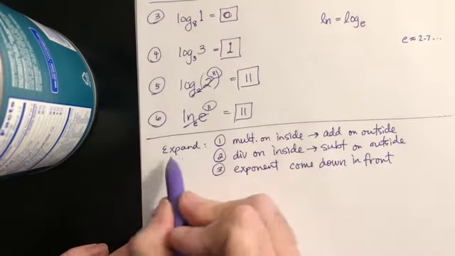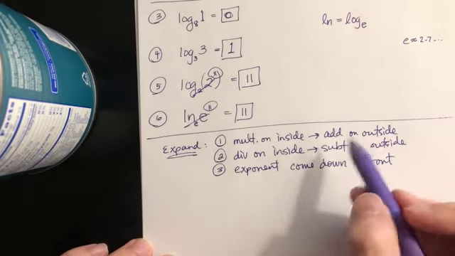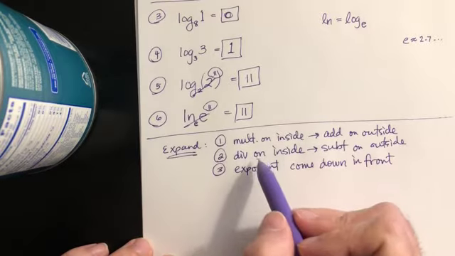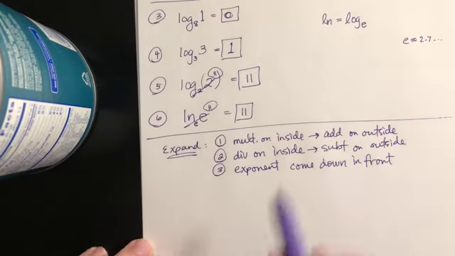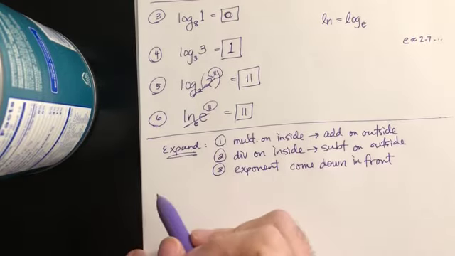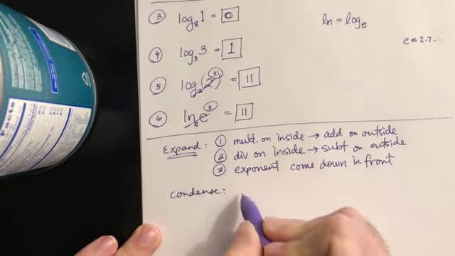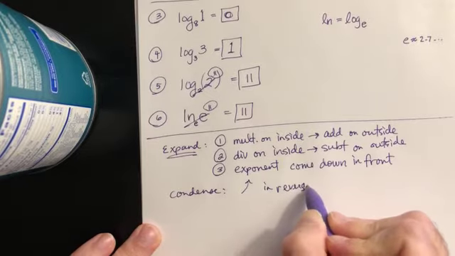Now these are the three rules to expand, and if we want to condense, we look at them backwards. So we see an add on the outside becomes a multiply on the inside. Subtract on the outside becomes a divide on the inside, and the number in front comes back up as the exponent. So it's just this in reverse for condense. So maybe writing that condense is that, but in reverse. I don't know if that helps you or not.